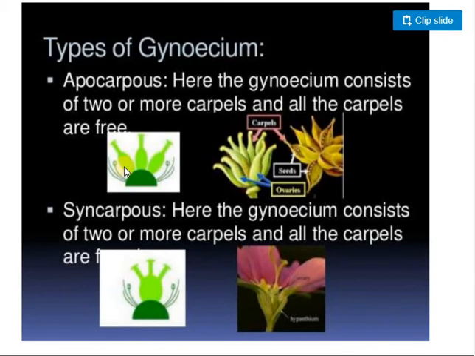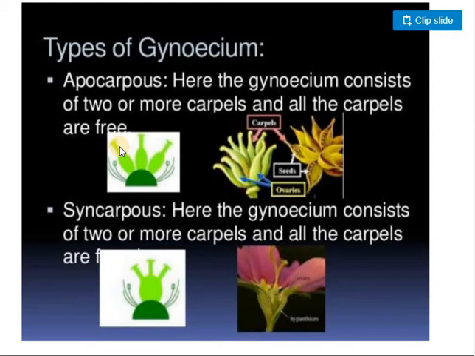And if the number of carpels is 4, they are called tetracarpellary. And more than 5 will become polycarpellary. If there are multiple carpels in the gynoecium and if the carpels are free, that condition is called apocarpous condition.